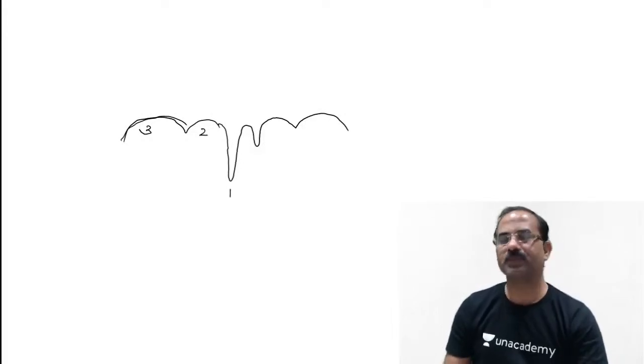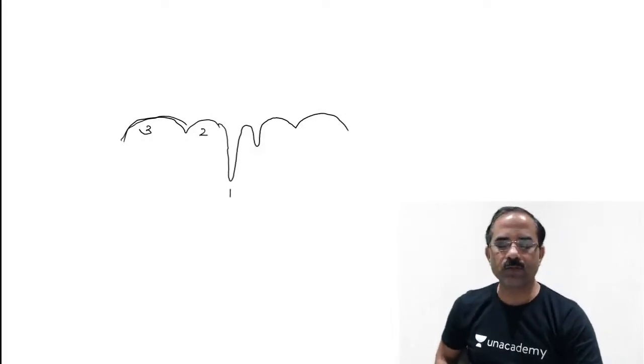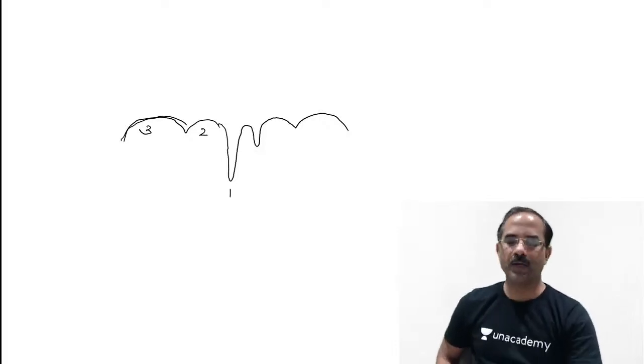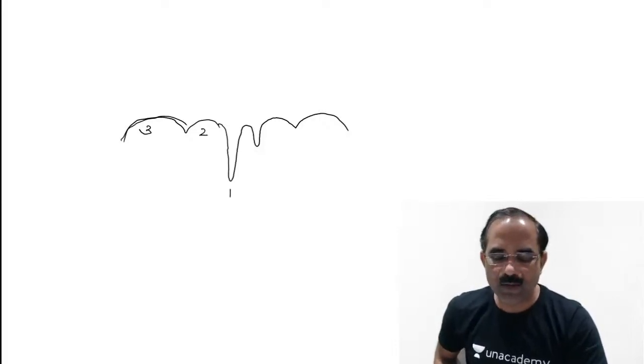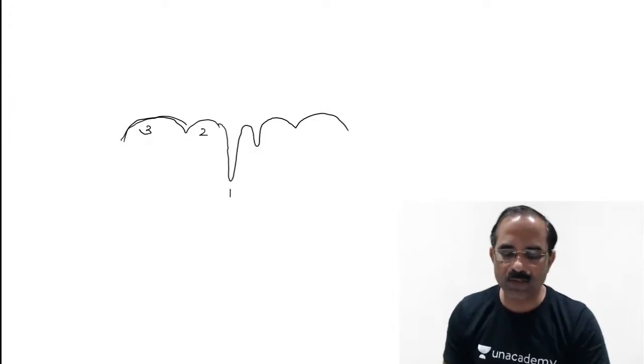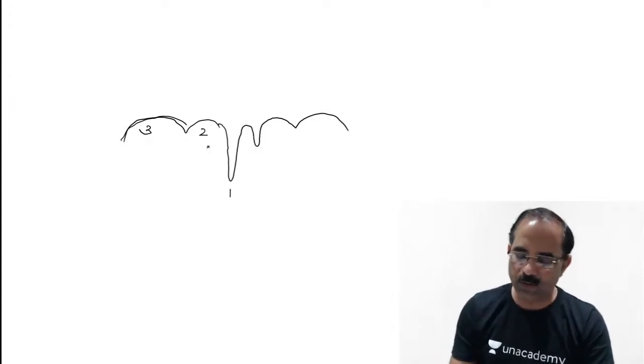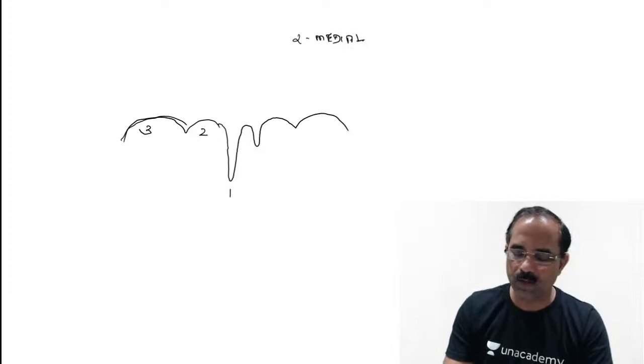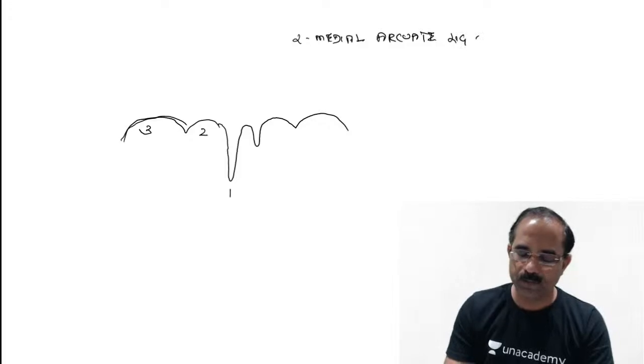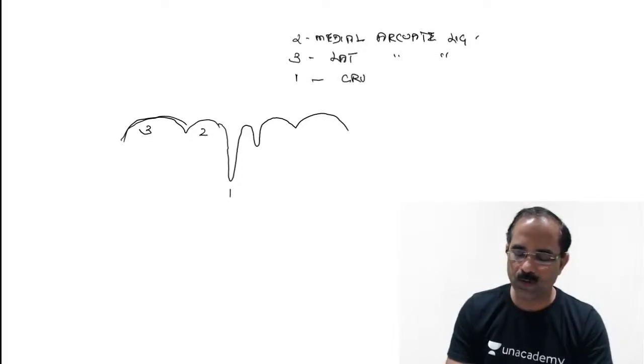What is this number 1? Come on, students. These are very important things. You should know that. Yes, Rishi, what is this? This is the arcuate. Number 2 is the medial arcuate ligament. 3 is the lateral arcuate ligament. And 1 is the crus of the diaphragm.